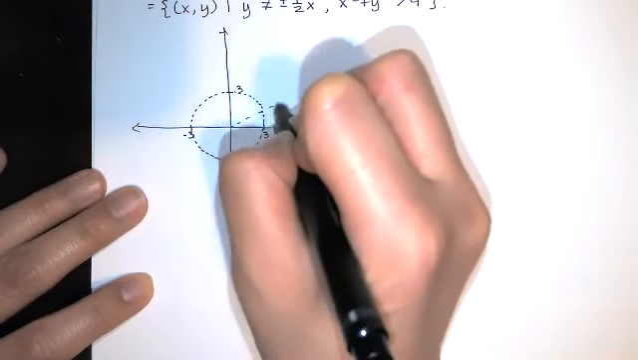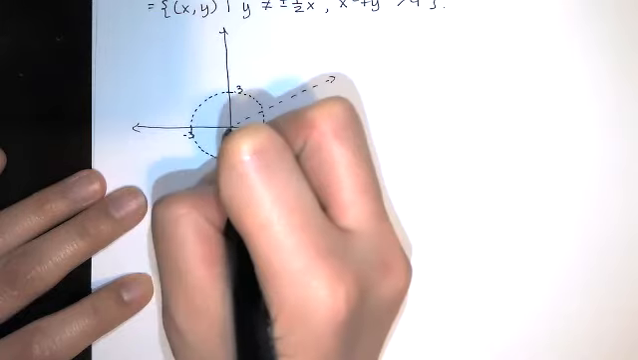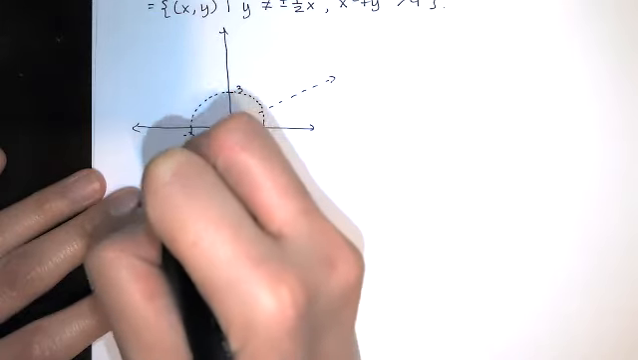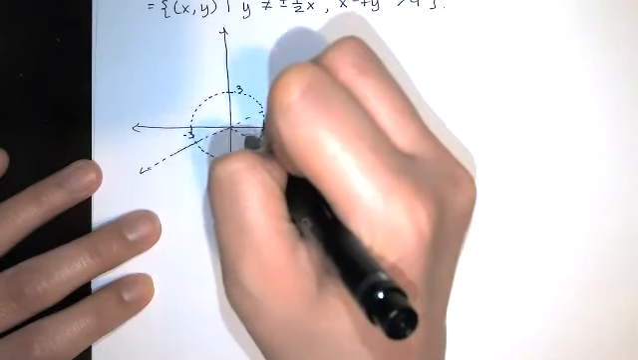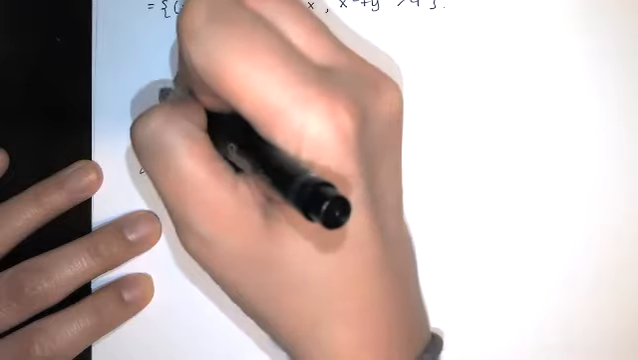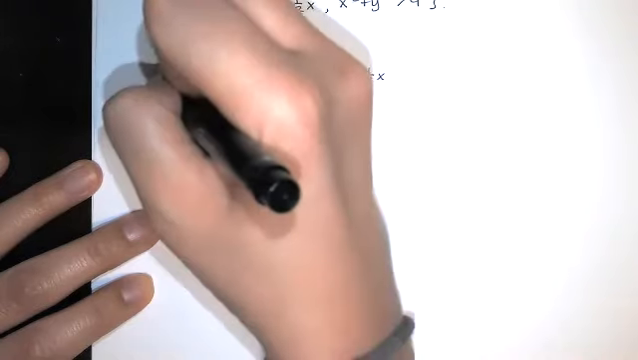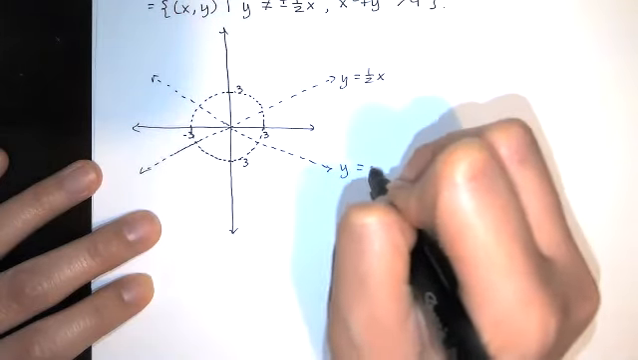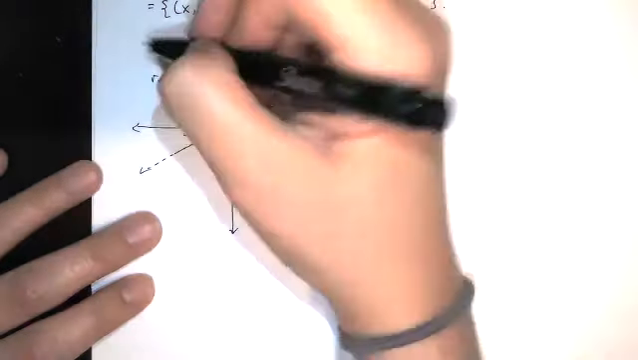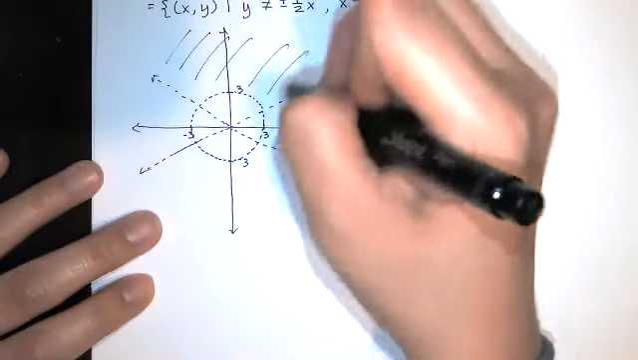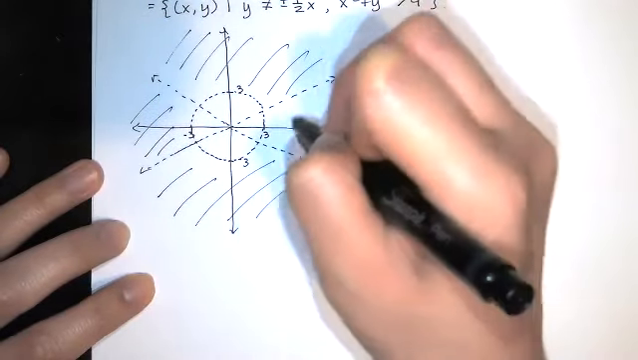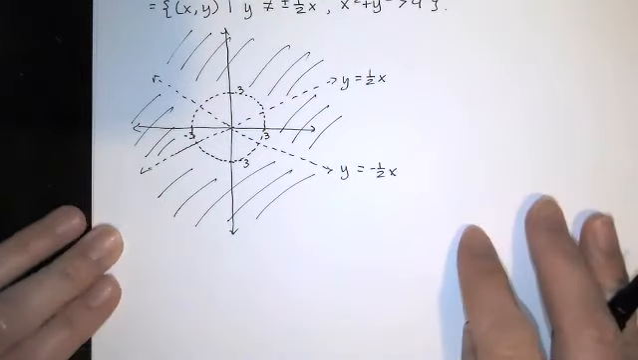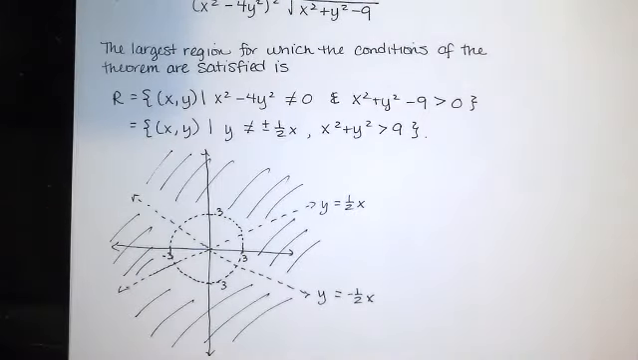And I'm just going to draw a couple of lines. I'm not going to be as precise this time. That's y equals 1/2 x. And we'll call this one y equals -1/2 x. And the region is out here. Okay, so that's existence and uniqueness.